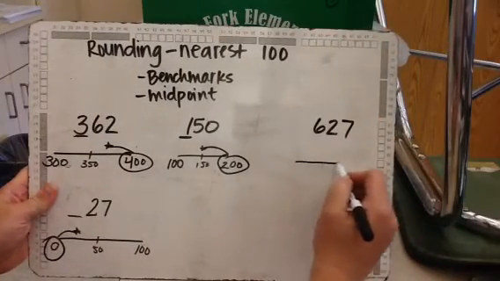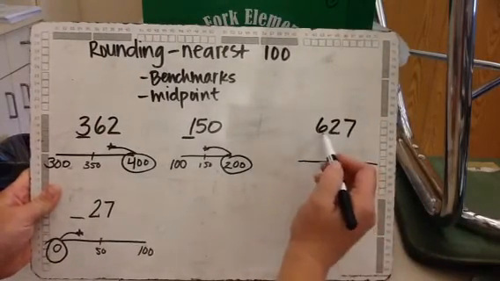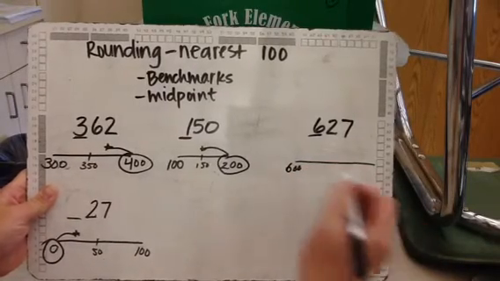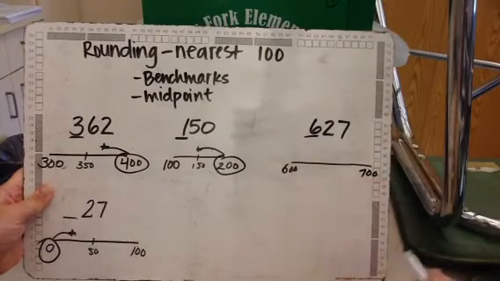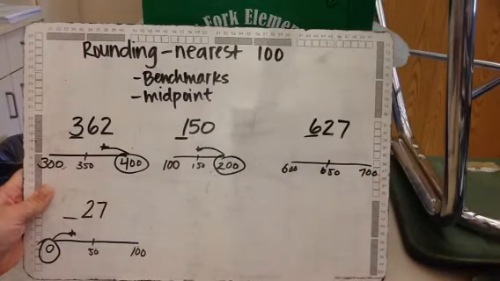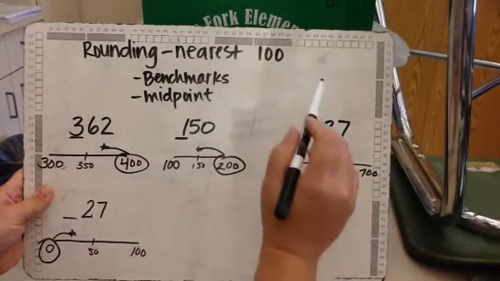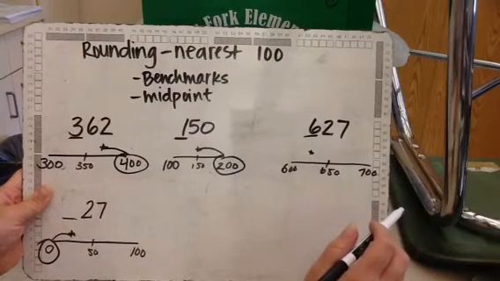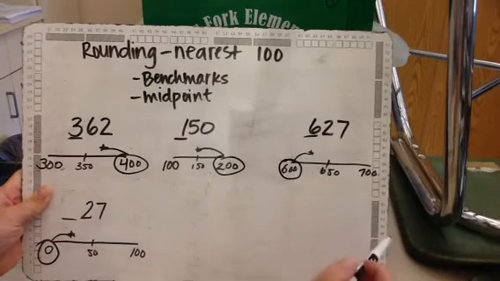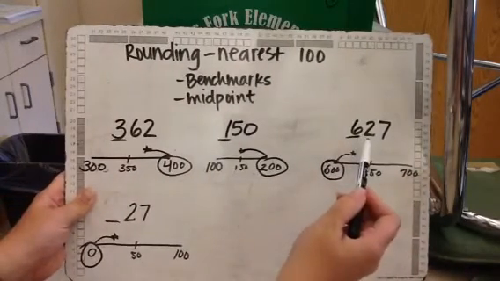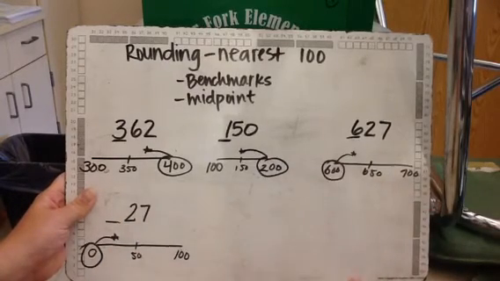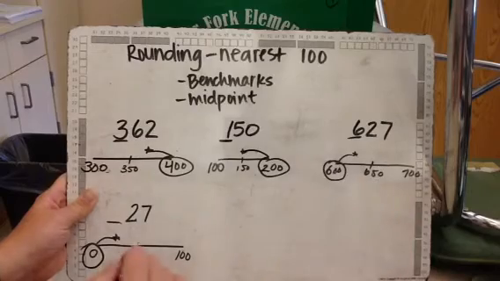This example right here, 627. So rounding to the nearest 100, 600 is my first benchmark. My next benchmark is going to be 700. And then right in the middle is my midpoint of 650. Now my number is about right here, 627, and since it's before the midpoint, it's going to round down. And you'll notice 627 and 27 both rounded down because they were before that 50s midpoint.